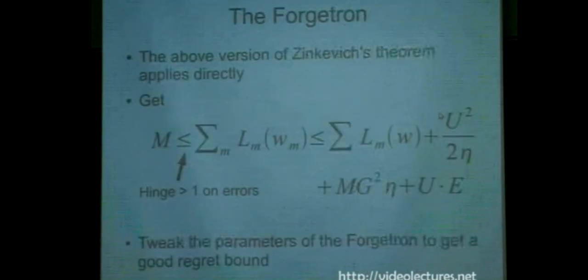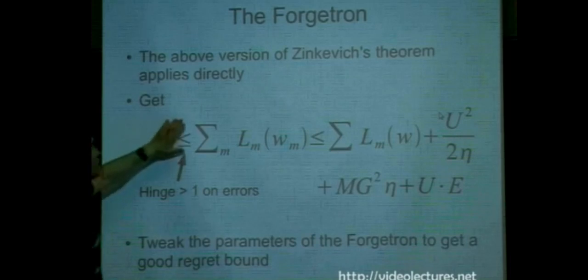So I want to outline how I apply Zinkevich theorem to the forgetron. I should just say one thing. In the forgetron, we have errors in the gradient. But it's very easy to take the proof of Zinkevich theorem and run it with errors in the gradient, and you get an extra term in the regret. It works out just fine.